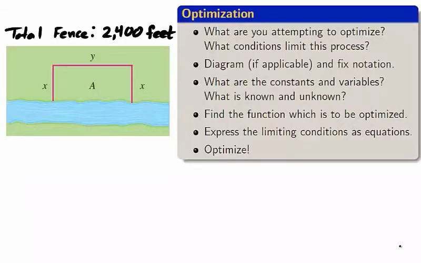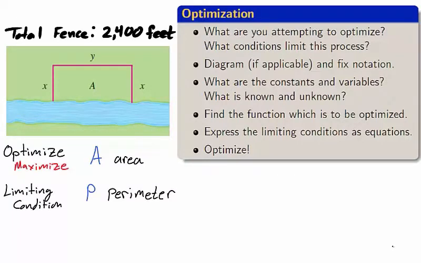There are 6 steps in completing an optimization problem. You begin by understanding the nature of the problem, asking yourself the question, what are you attempting to optimize, and what conditions limit this process? Now, as you answer this question, fix notation to use in your calculations. It may also be helpful to diagram the situation as you fix notation.